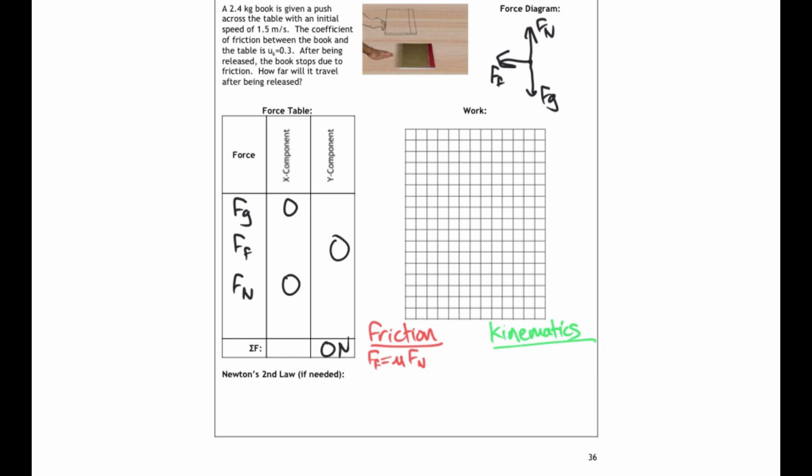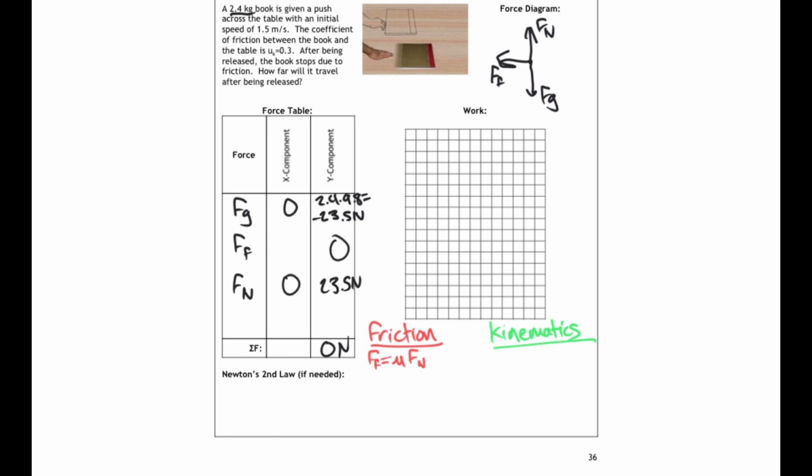The mass is given in the problem, so we can use that to find the force of gravity. M times G equals about 23.5 newtons, and negative since it's down. In order for the vertical forces to add to 0, the normal force then would be positive 23.5 newtons.